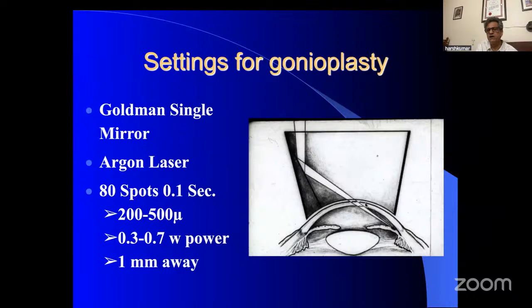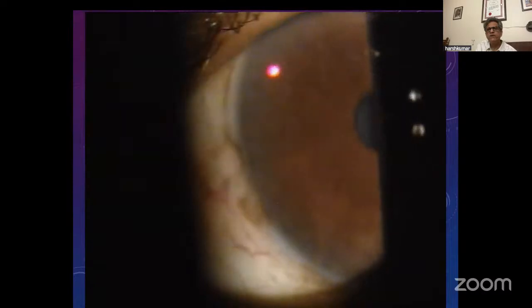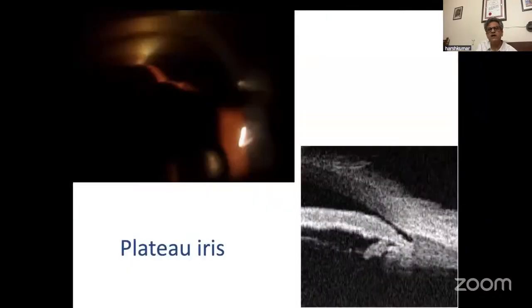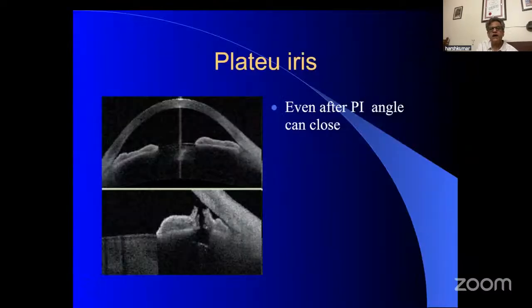You can use it with a gonio lens or you can just do it directly. The idea is to keep one spot width between the two spots. So you can do it directly like this, or you can actually use a gonio lens and put it around 1 millimeter away from the root of the iris. The sir has already shown beautifully what a plateau iris looks like, and that is the primary place where we use the iridoplasty. Usually in plateau iris, you do a peripheral iridotomy, and then you realize that despite that, the angle is closing up, and then we use the gonioplasty.